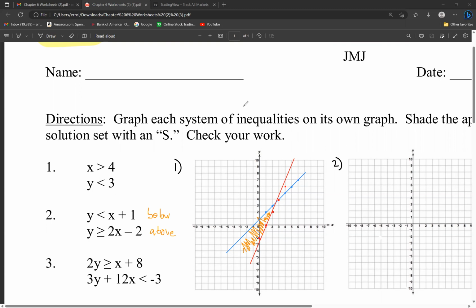All right, so copy that one down. Okay, I have it down.